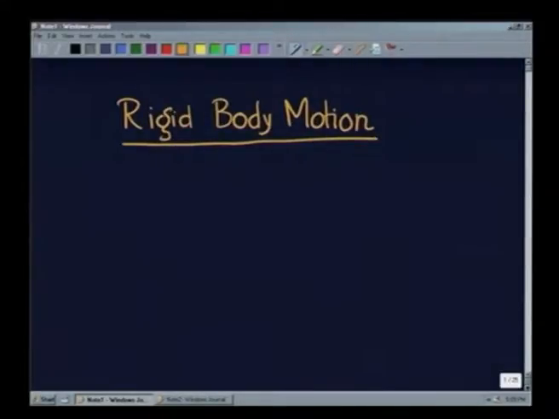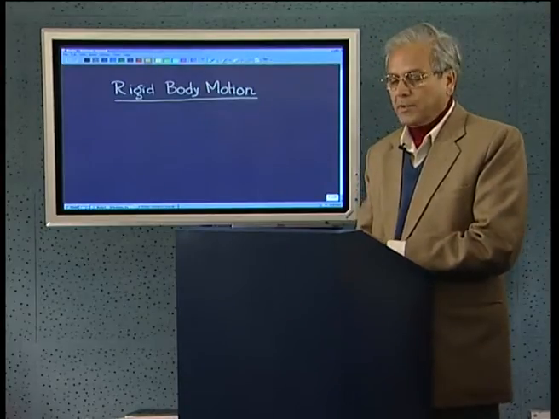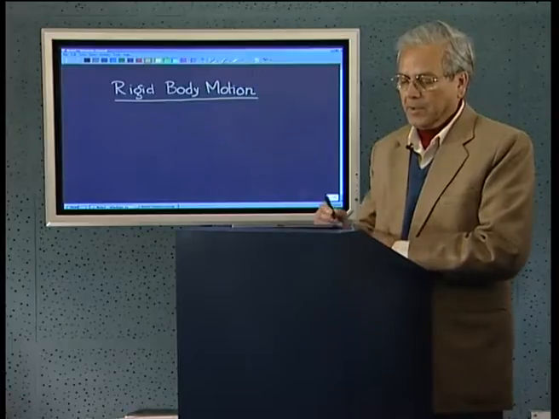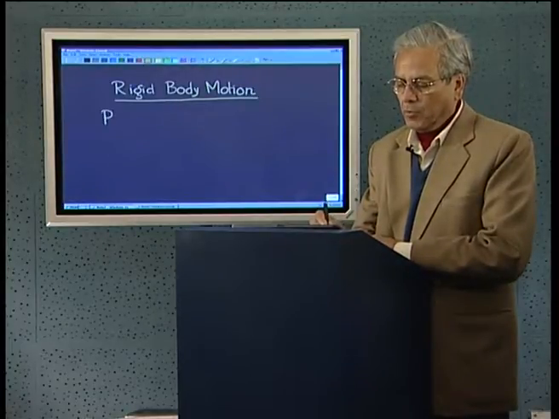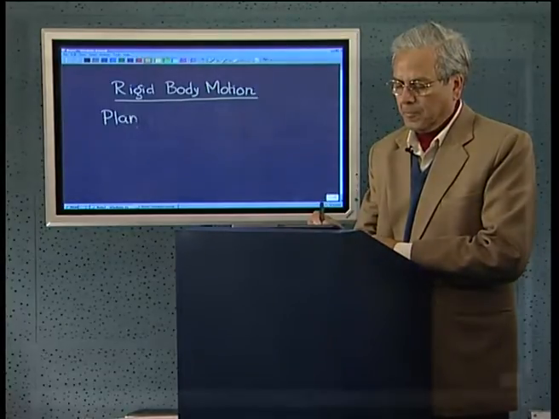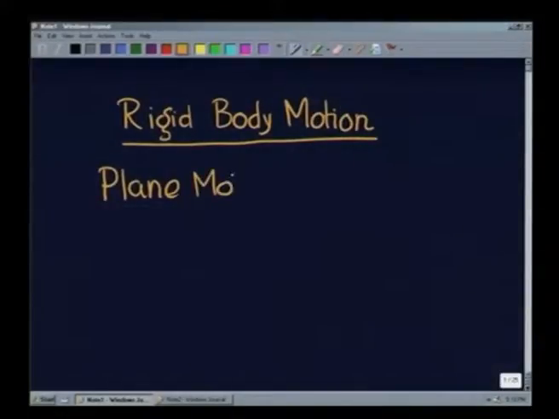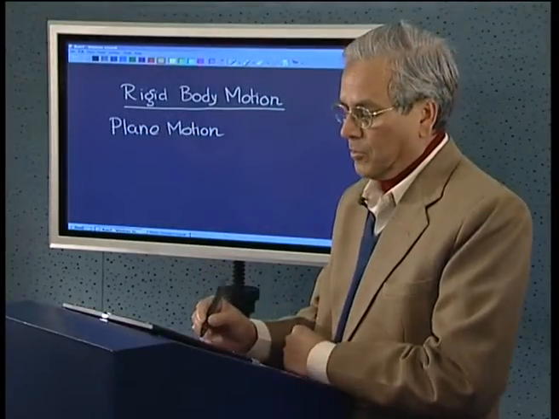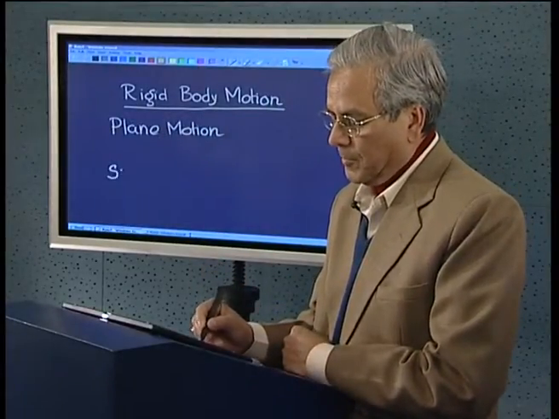Now, rigid body motion can be studied under two headings. The first, the simpler case, which we call plane motion. And the more complicated type of rigid body motion we call space motion.